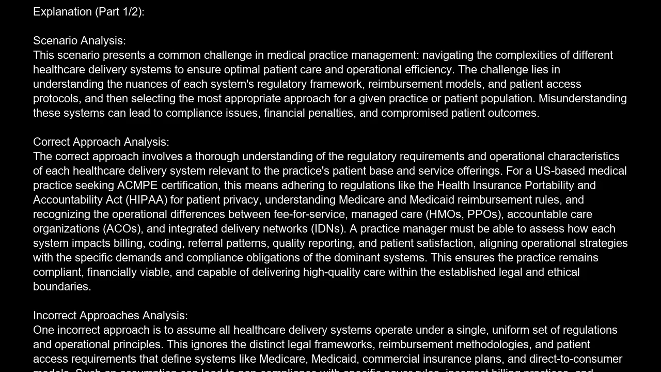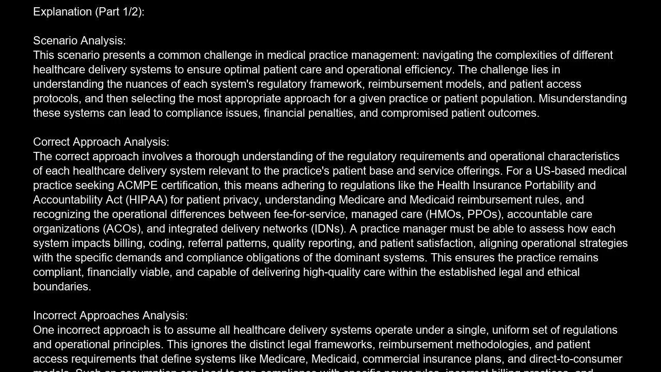The correct answer is A. The practice is likely to encounter claim denials and potential audits due to noncompliance with the specific, varied coding and reimbursement requirements of different payers. Explanation. Scenario analysis. This scenario presents a common challenge in medical practice management, navigating the complexities of different healthcare delivery systems to ensure optimal patient care and operational efficiency.